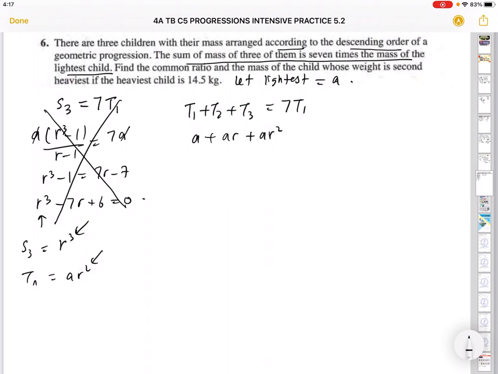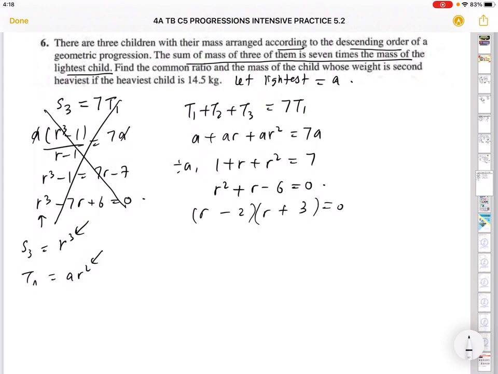And this is 7A. Now you can divide everybody by A, so you get 1 plus R plus R squared equals 7. So what we have here now is a quadratic equation that we can solve. Let's factorize it with double brackets, and R is 2 or minus 3. Your R is more than 0, so R is 2. The answer at the back of the textbook gives R equals 2, but I think the question should not mention descending order, it's supposed to be ascending order. But it's okay, I'll just stick to the answer, which is R equals 2.